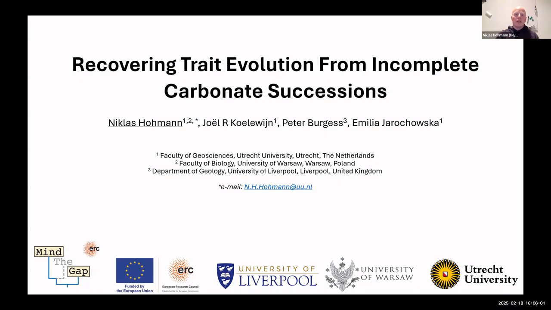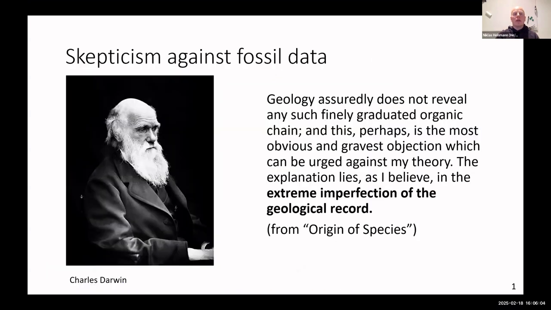I want to open my talk with a quote from Charles Darwin himself, who was very deeply skeptical of the usage of fossil data. This is a quote taken directly from The Origin of Species. He says, "Geology assuredly does not reveal any such finely graduated organic chain. And this perhaps is the most obvious and gravest objection which can be urged against my theory of evolution. The explanation lies, as I believe, in the extreme imperfection of the geological record."